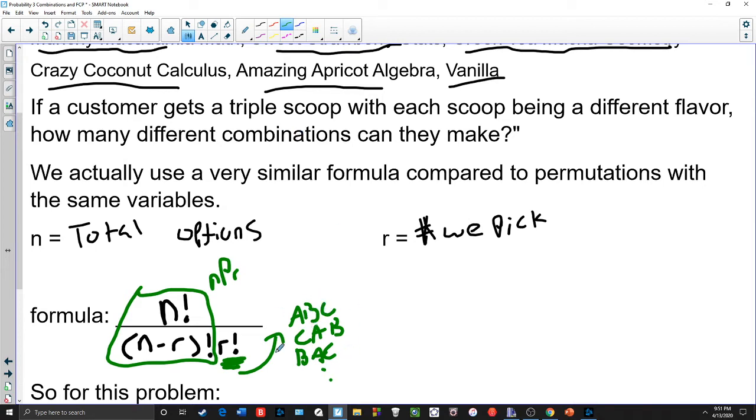So again, macadamia, strawberry, green tea; strawberry, macadamia, green tea; strawberry, green tea, macadamia, all those are the same order. And so I don't want to count those more than once, which is what that R factorial down here does: it divides out all the repeats.